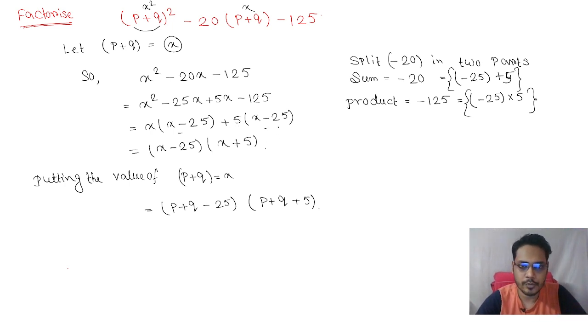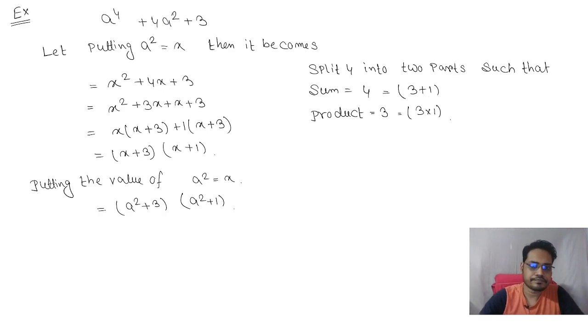So x minus 25 we can see in both the cases. So take x minus 25 common, it will be x minus 25 into x plus 5. But it is very important, you have to put the value as well, because we assumed that x is p plus q. So instead of x we put p plus q. So p plus q minus 25 into p plus q plus 5.